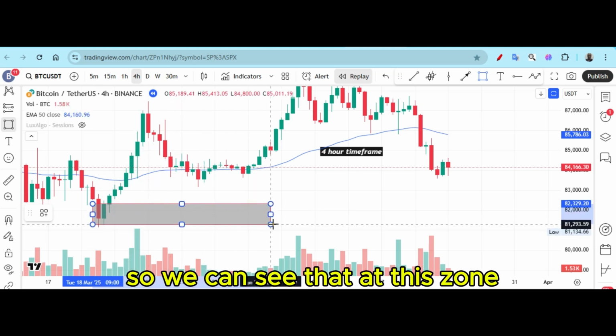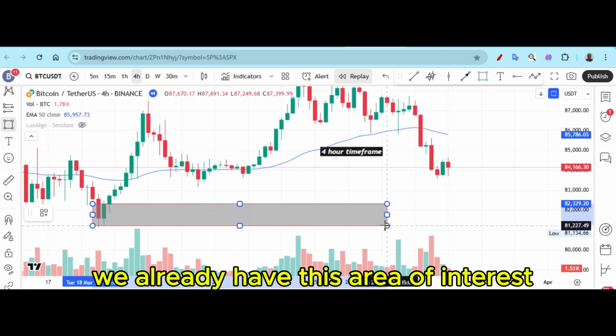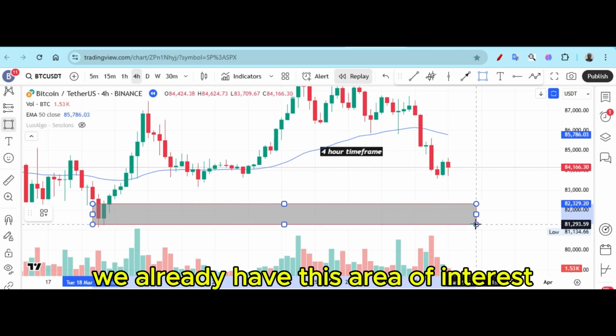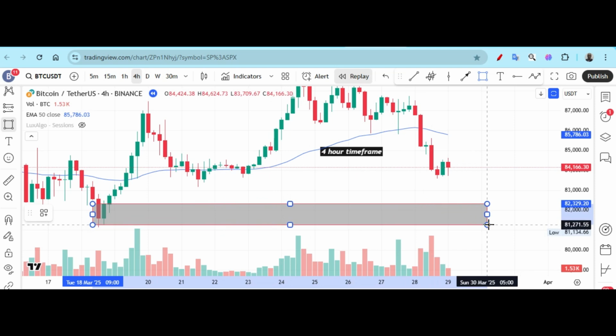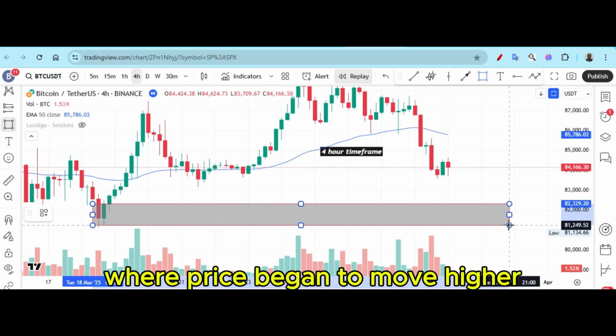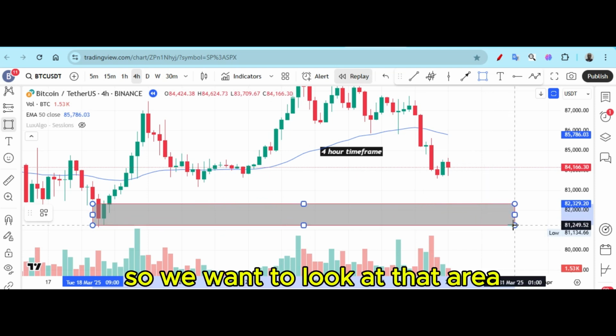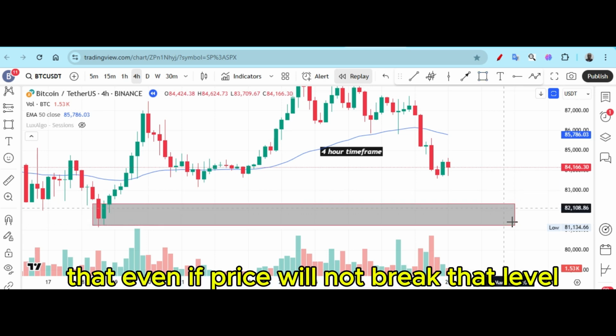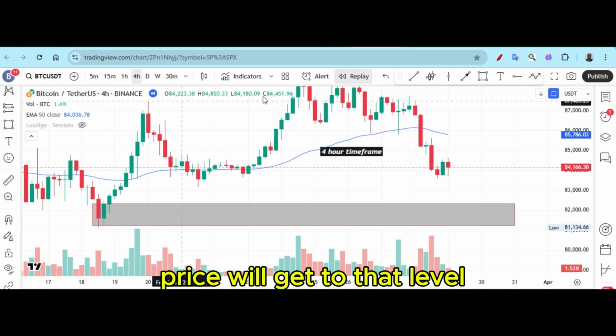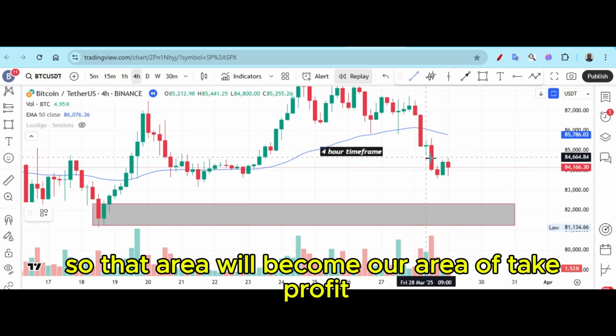So we can see that at this zone we already have this area of interest, which is like an order block when price began to move higher. So we want to look at that area, that even if price will not break that level, price will get to that level. So that area will become our area of take profit.